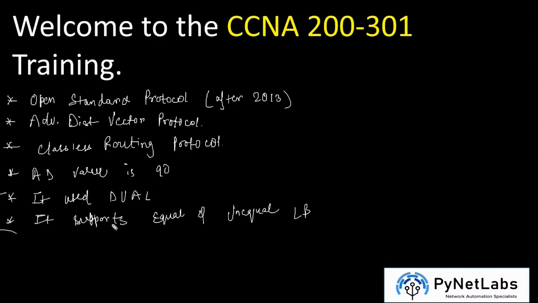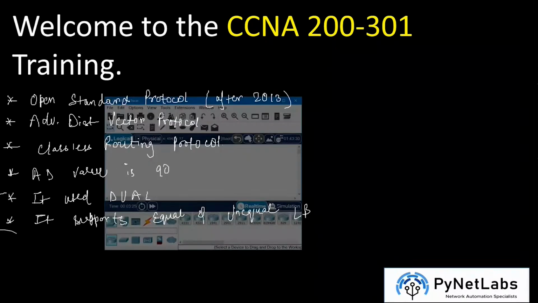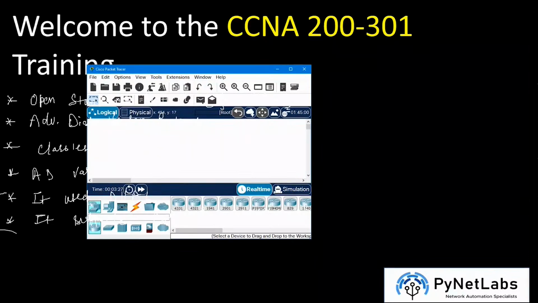But before that, let's quickly revise the configurations of EIGRP with another practical. Today we are going to take 4 routers with different networks. This will help you brush up on EIGRP, and after that we'll be able to move ahead with the other routing protocol, which is OSPF. So here we have Packet Tracer.